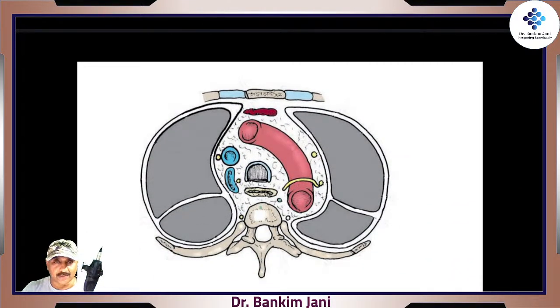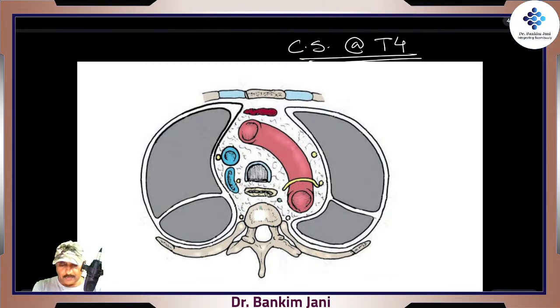Now that's the cross section. This is a very crude cross section. To be honest, this is for your practice, means you should really draw it and you should try to identify the structures, because it is very easy to draw. The level is, this is a cross section at T4. So immediately we know this is anterior. This is posterior, because this vertebra, this is T4, so this is posterior. So the level is T4.